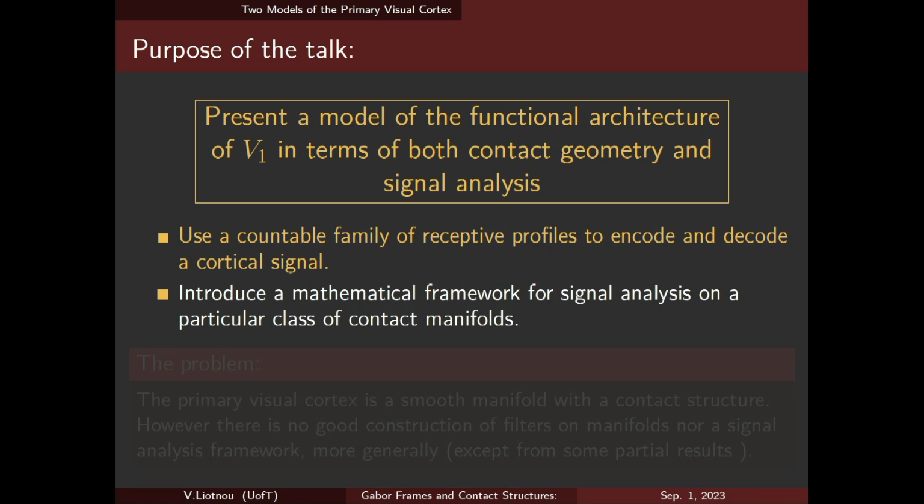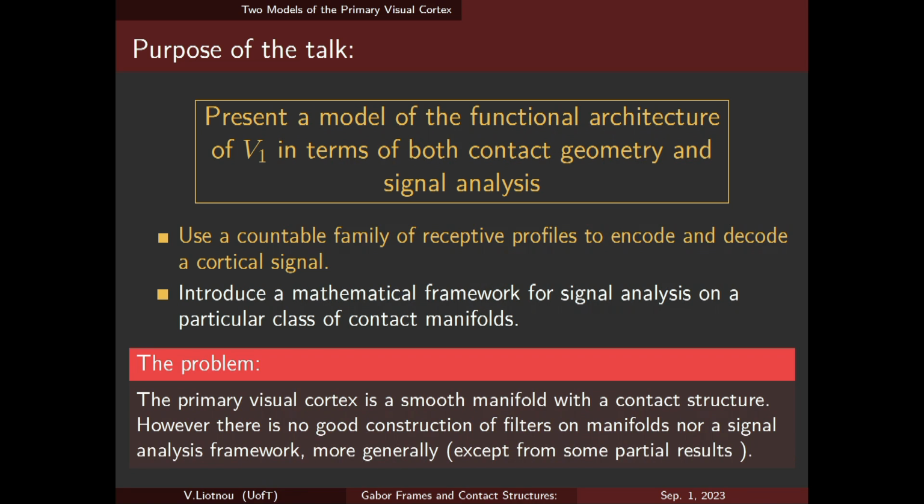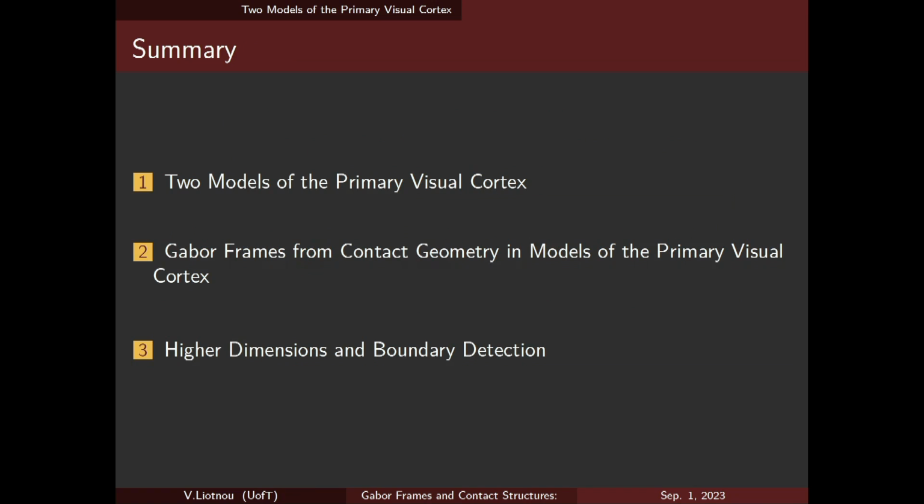Something that is not so much the scope of this session: in general, if we get inspiration from this, we can introduce a mathematical framework for signal analysis on a particular class of contact manifolds. The challenge was that the primary visual cortex has a smooth manifold structure, and on top of that, a contact structure. So far, there haven't been any good constructions for filters on manifolds or a signal analysis framework on manifolds, except for some very special cases, for example, conformally flat manifolds.